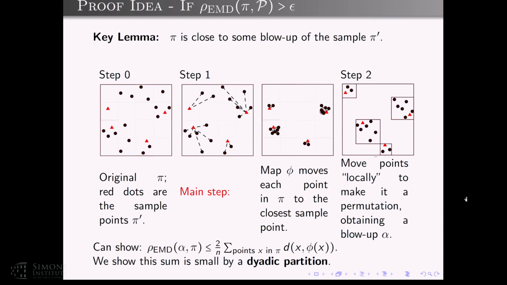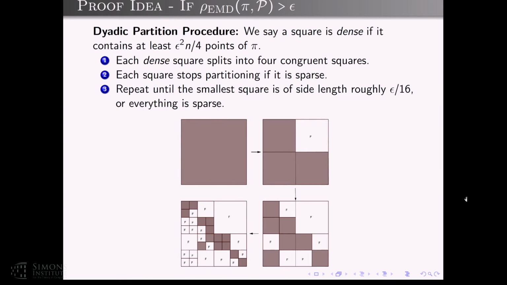So I want to bound the total distance I move in the first step, which is the distance I moved so that each point goes to the closest sample point. And this is done by dyadic partition, which is a commonly used technique in theoretical computer science. So a dyadic partition works as follows.